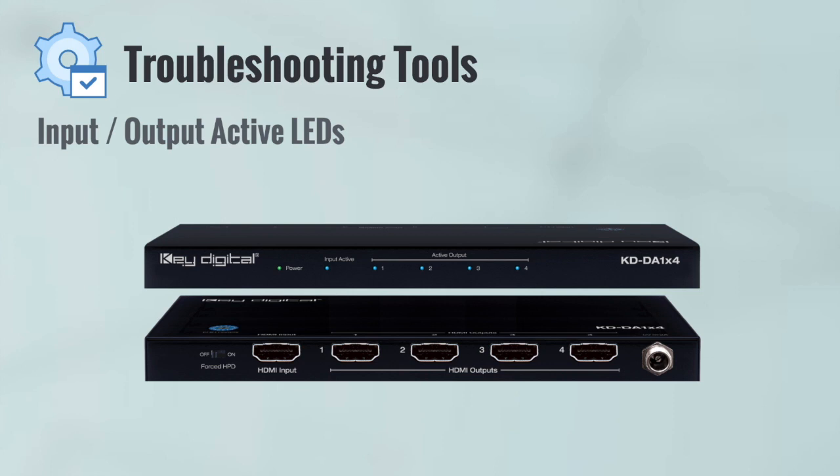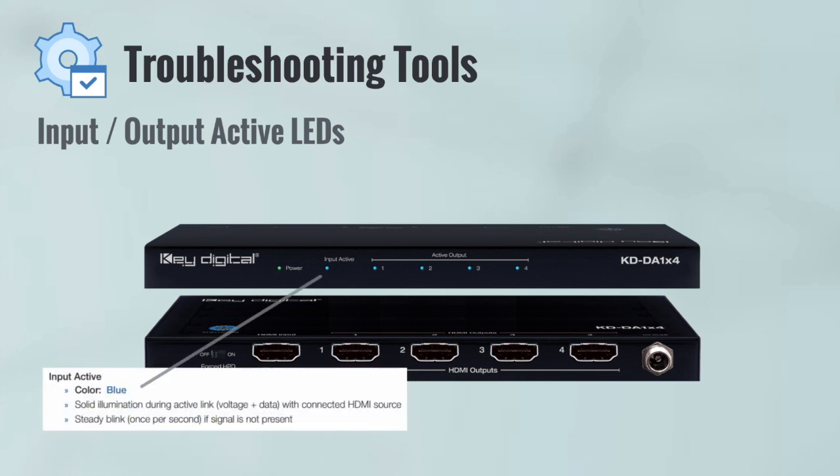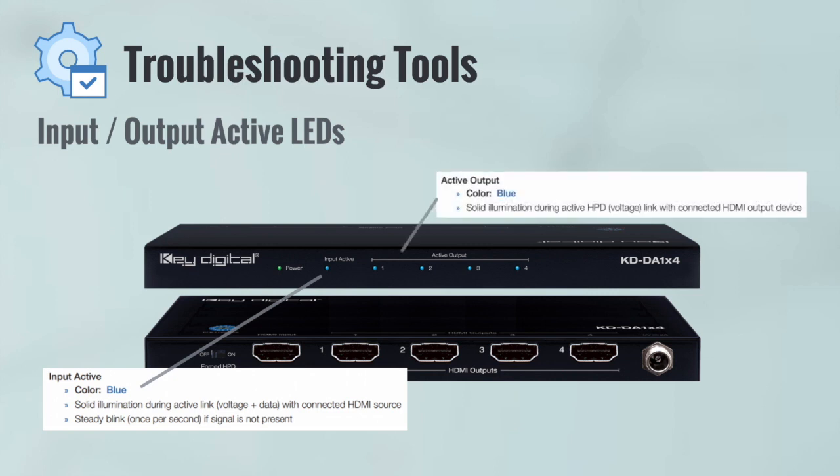The KDDA 1x4, 1x2, and 1x8 all have input active LEDs which illuminate solid during active link, that's voltage plus TMDS data from the connected HDMI source. If there is no present source, then that input active light will blink steadily, indicating the signal is not present. Output active LEDs are also blue, illuminating solid when there is active hot plug detection voltage from the connected HDMI output device.